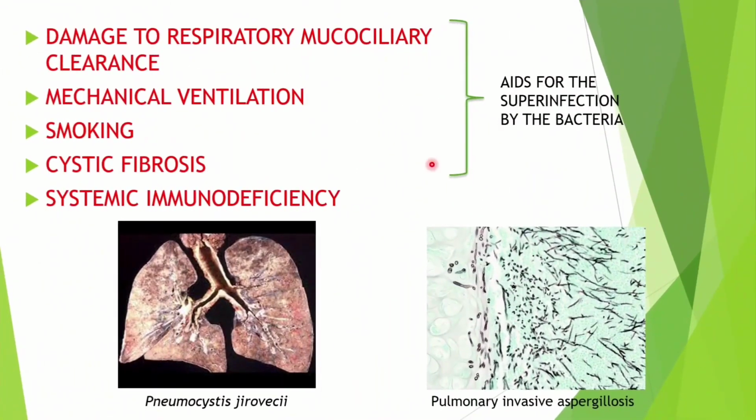Damage to respiratory mucociliary clearance, mechanical ventilation, smoking, and cystic fibrosis aid in the superinfection by bacteria. AIDS and neutropenia cause systemic immunodeficiency, leading to Pneumocystis jirovecii infection and pulmonary invasive aspergillosis.